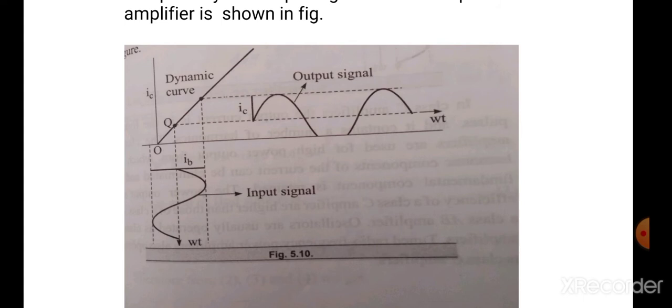In a Class AB amplifier, the distortion is less than that of the Class B amplifier. The power output is greater than the Class A amplifier but less than the Class B amplifier. The Class AB amplifier is mostly used as a low power amplifier.